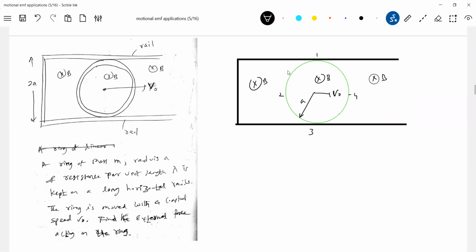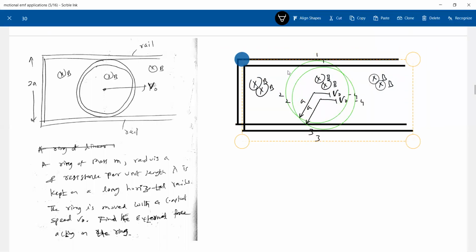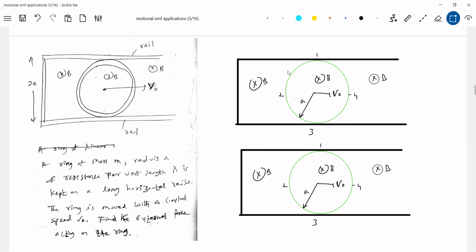I should apply it. So say 1, 2, 3 is one rod, and 1, 4, 3 is also one rod. And a moving rod, what do you do? You can replace it with a cell. So the equivalent circuit. Just stick to the basics, don't bother about anything big, because even in the final exam, the questions that are coming will be on just simple applications. Now I'm going to replace this ring by an equivalent cell, because we are more comfortable with replacing the moving rod with a cell.